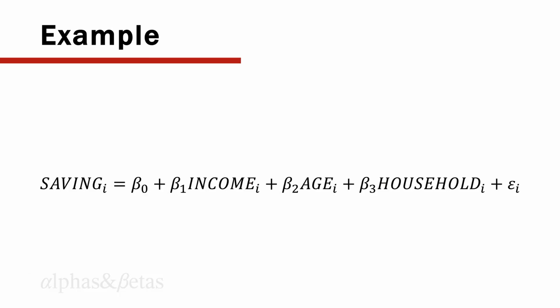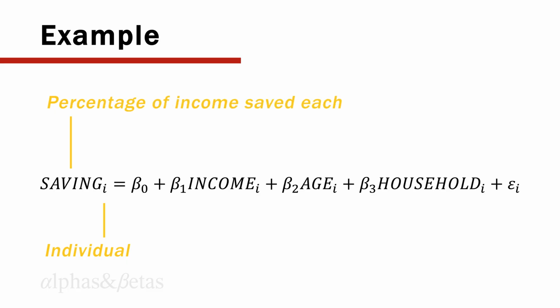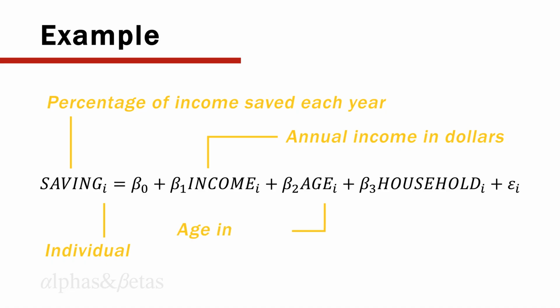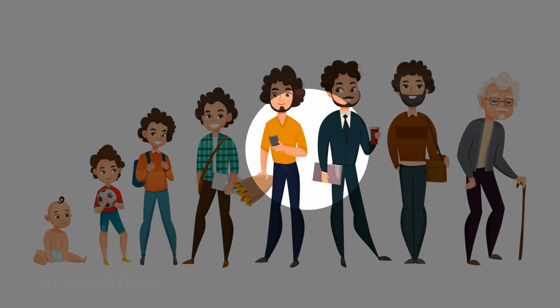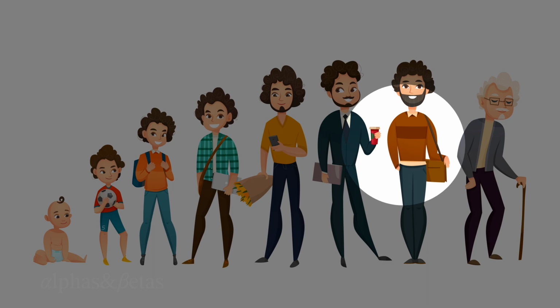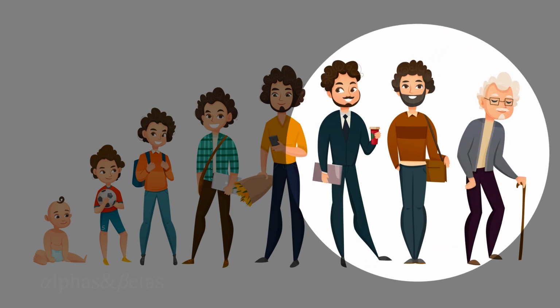Suppose we're interested in the propensity of people to save their income. For each individual i, saving is the percentage of their income saved each year, income is their annual income in dollars, age is their age in years, household is the number of people in their household, and epsilon is the error. What if we focus on older individuals and oversample those aged 40 and above, since we think younger people might not be earning an income?